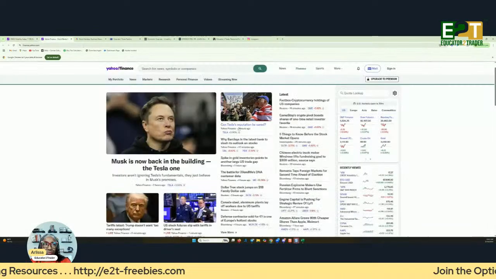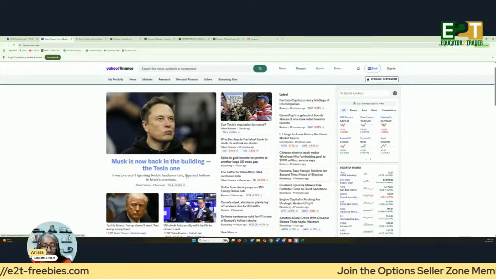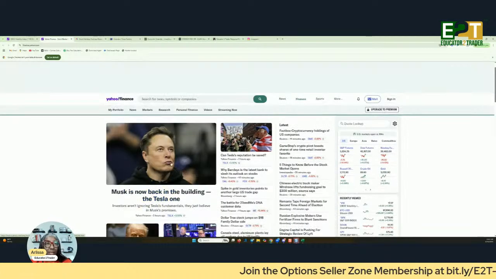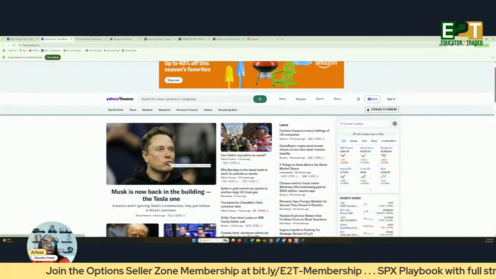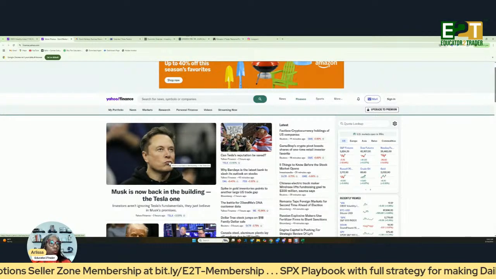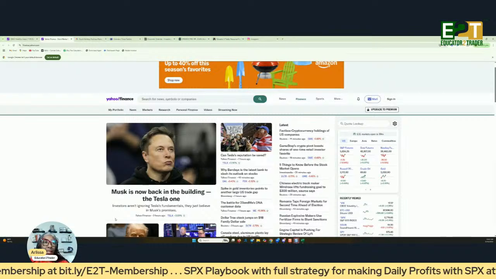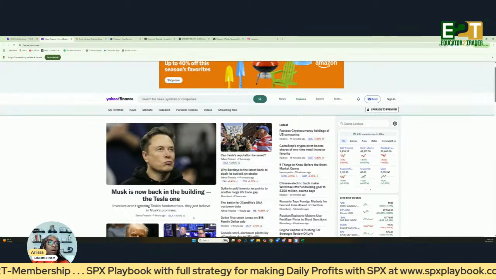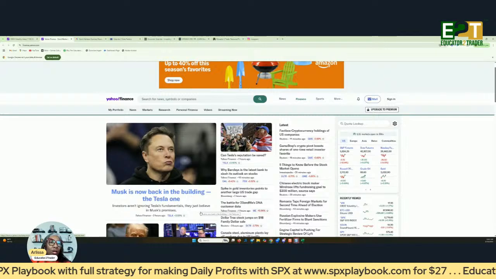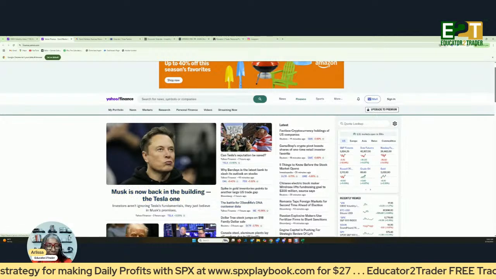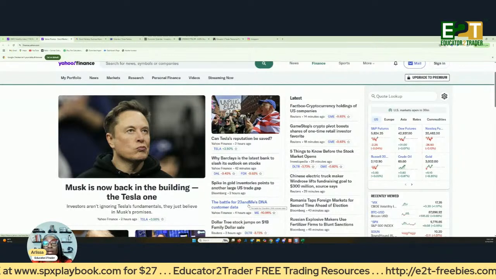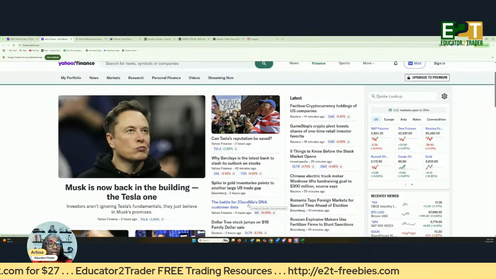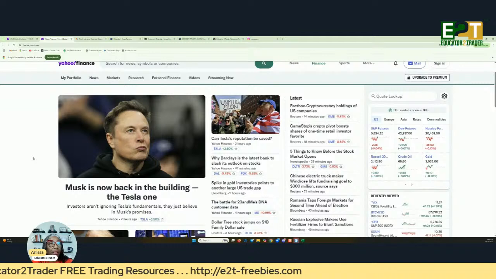Yahoo Finance. Musk is now back in the building, the Tesla one. And I'm sure his Tesla people are like, this is where you need to be. Because Tesla has been struggling. They've definitely been on the struggle bus. Investors aren't ignoring Tesla's fundamentals. They just believe in Musk's promises. I saw a thing the other day that said don't bet against Musk. Somehow he's just got the ability. This is what they said, it's not what I'm saying. I personally don't have a they said, I said thought.